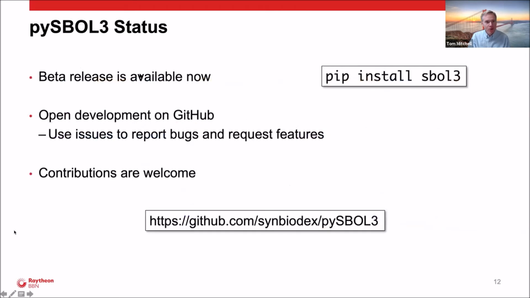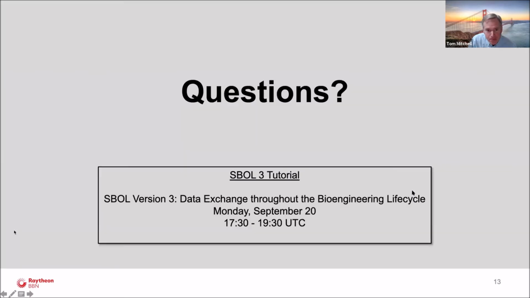And here's sort of a summary. We've got beta releases out. You can just do pip install SBOL 3. We have an open development process on GitHub. Please, we love feedback. So, feel free to use issues to report bugs or request features or ask questions, whatever you need there. And we welcome contributions as well. And sometimes a bug report is a great contribution for us because you may be using it in a way we didn't anticipate. And so here's the GitHub URL for the repository as well. Any questions before we go on to the hands-on tutorial?